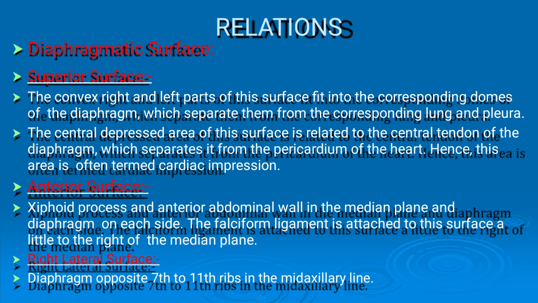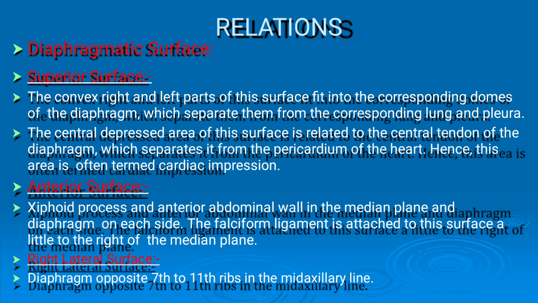The convex right and left parts of this surface fit into the corresponding domes of the diaphragm, which separate them from the corresponding lung and pleura. The central depressed area of this surface is related to the central tendon of the diaphragm, which separates it from the pericardium of the heart. Hence, this area is often termed the cardiac impression.